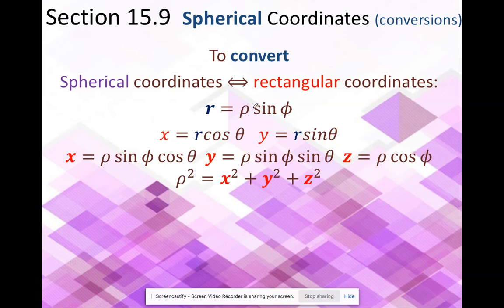Remember, R comes from that side of the triangle up in three space, rho sine phi. X we've always known as R cosine theta, and Y is R sine theta. We're just getting our Z space in there. And then Z is the side in three space that dealt with the triangle that had phi in it. So it was rho cosine phi. And then, of course, here's our Pythagorean relationship for rho.